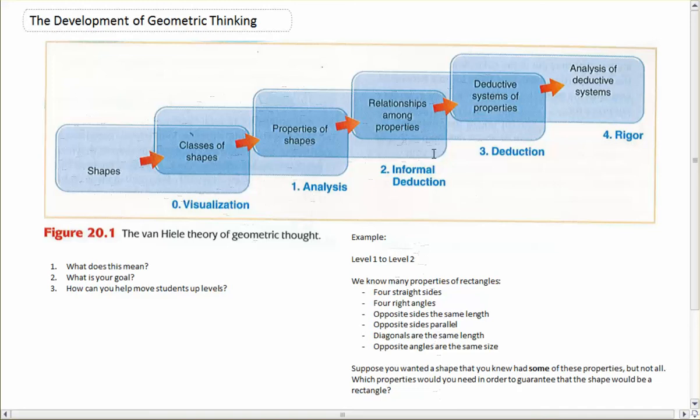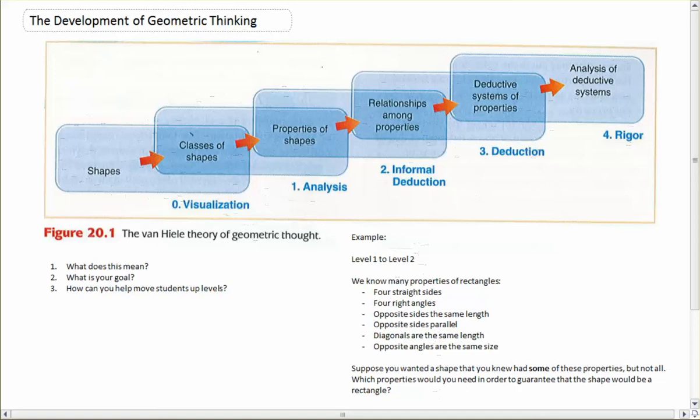Really, up to this second level is mainly what you're doing in the elementary levels. At level 2 and above, we're starting to talk about middle school level and into high school level. So a lot of high school geometry is based around level 3 deduction. They're taking relationships among the different properties and thinking about them systematically. And finally, the highest level, rigor, means we can take these systems of properties like Euclidean geometry and analyze those and look at features of an entire system, and that's a higher level of thought.